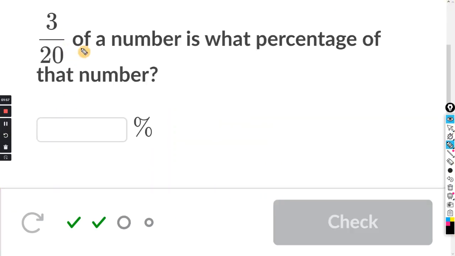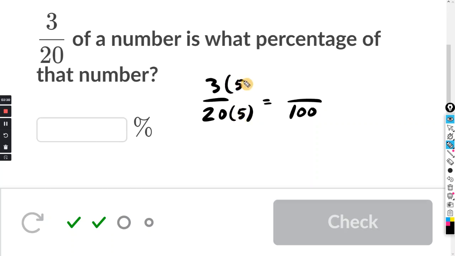3/20 of a number is what percentage of that number? So the first step is to convert this to a decimal. 3/20. Again, you can use the calculator, but if you want to do it manually, it's easier if you can get this divided by 100. I know 20 times 5 will give me a 100 in the denominator. And if I multiply the denominator by 5, I have to multiply the numerator by 5 as well. So 3 times 5 is 15.